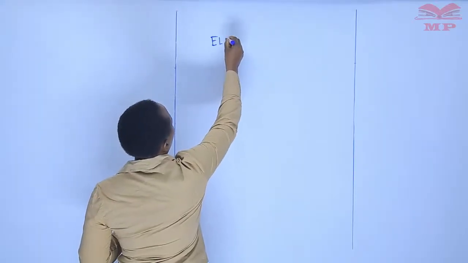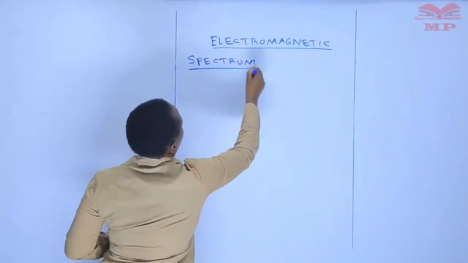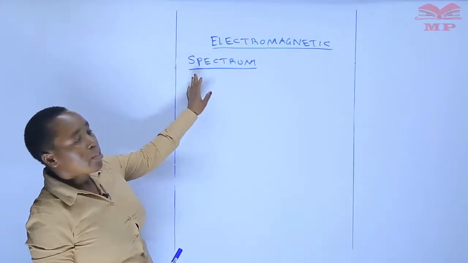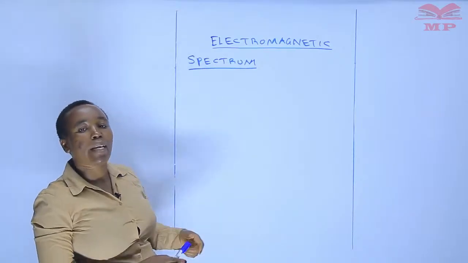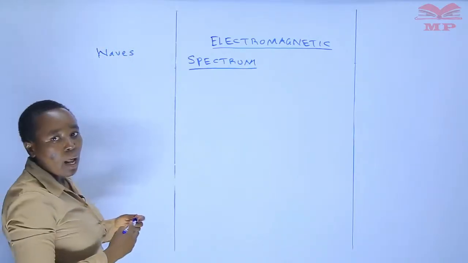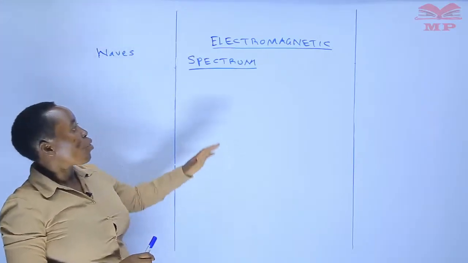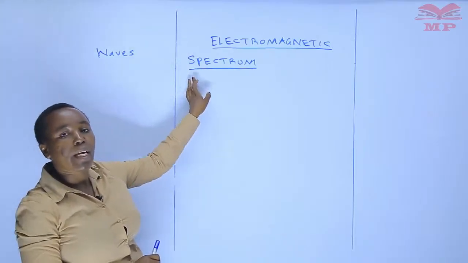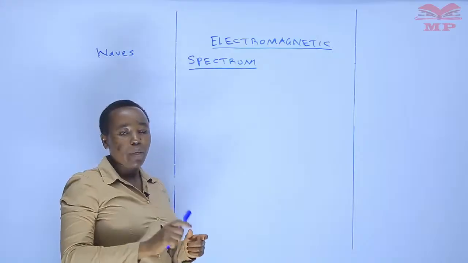So we have the electromagnetic spectrum. And as I've said, it is one of the topics in book 4. And this we are going to relate a lot with what we covered in book 2 under the topic waves. So we are going to borrow a lot from the topic waves in book 2 and also in book 3. Because as you can see, we have the electromagnetic spectrum, and in book 2, we learned about the electromagnetic waves.